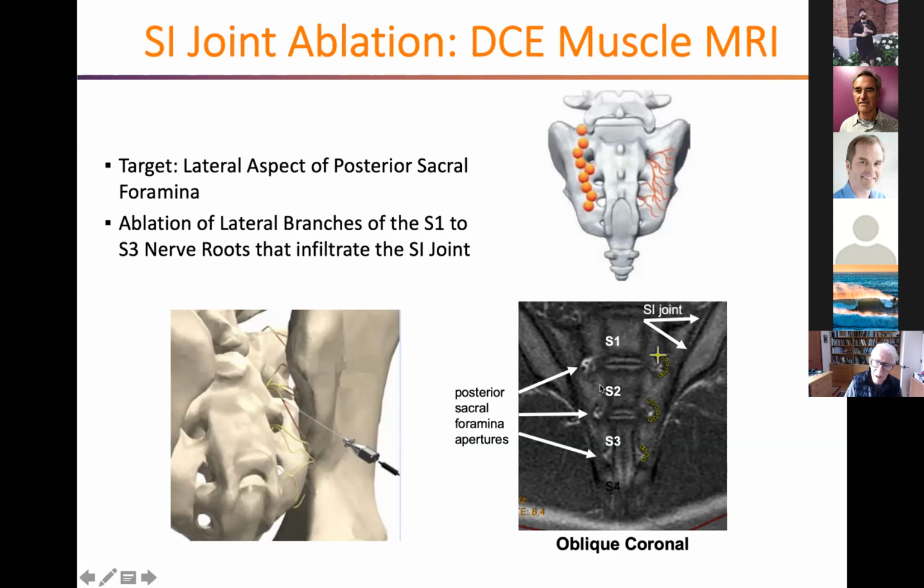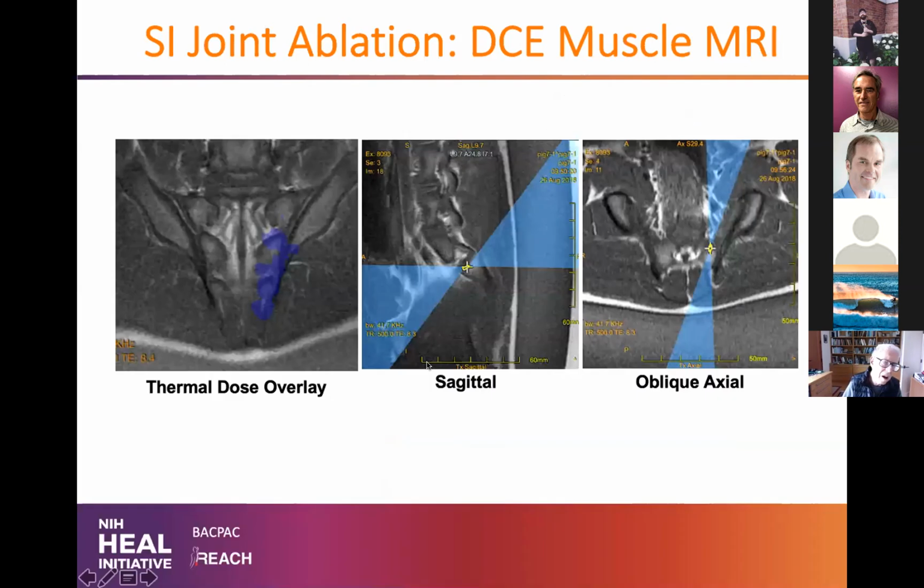And you can see here this in the oblique coronal MR orientation. You can also see here the foramina, and that's what we use for the planning of the treatment. So again here, you can see in MR, you can calculate a thermal dose overlay. So you see where was the ablated region near the foramina. And then here you can again see how the transducer basically hits the target.